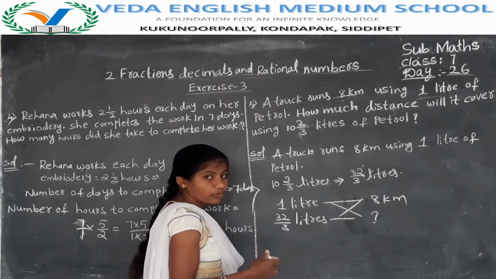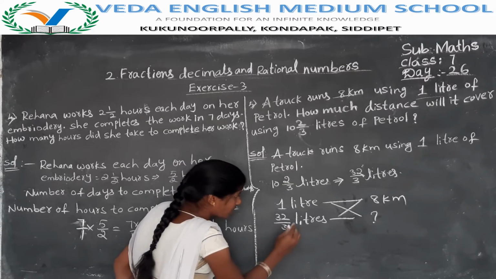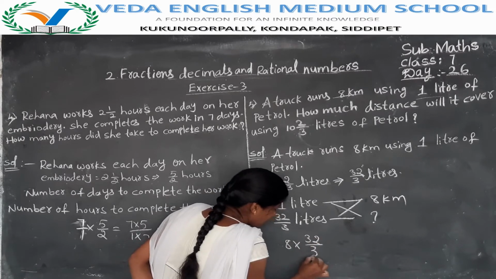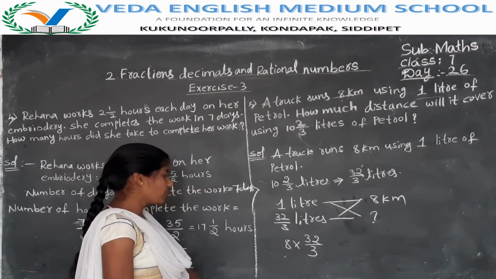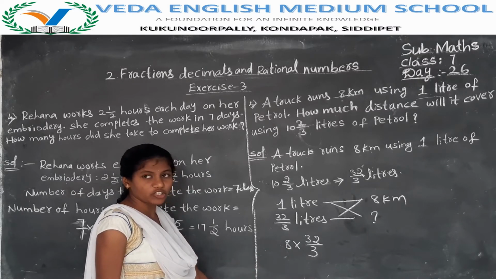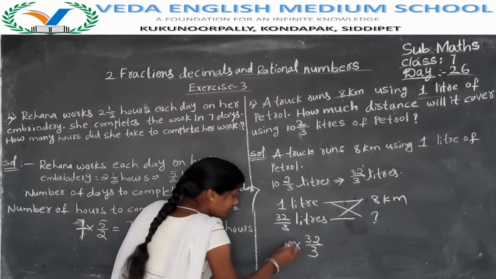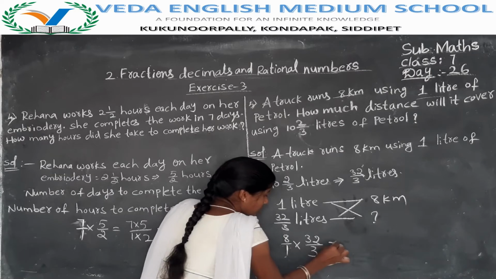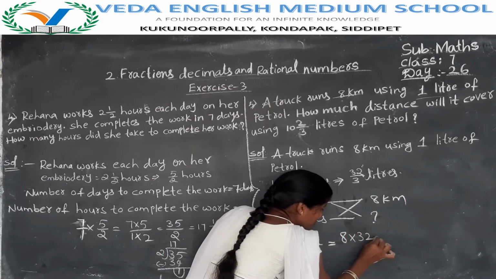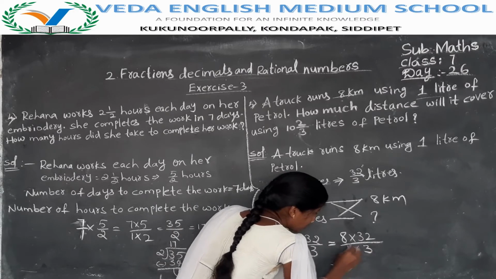Already we have learned how to multiply a whole number with a fractional number. Now 8 into 32 by 3. 8 is a numerator. If you don't have any denominator, then you have to take the denominator as 1. Now take the denominator as 1. 8 becomes 8 by 1. Now multiply. 8 into 32 by 1 into 3. 8 into 32 it gives.